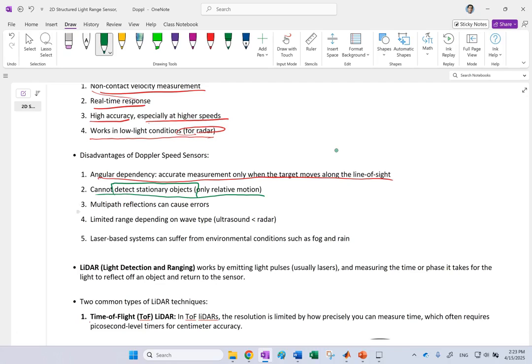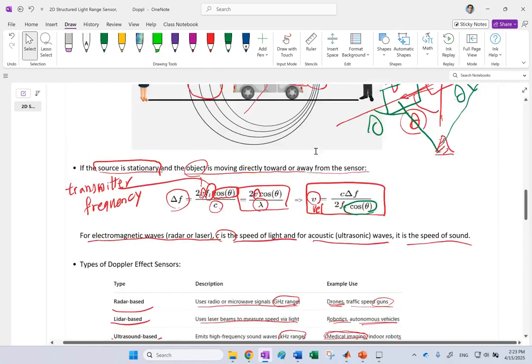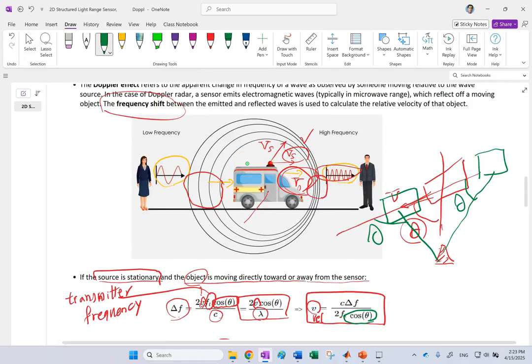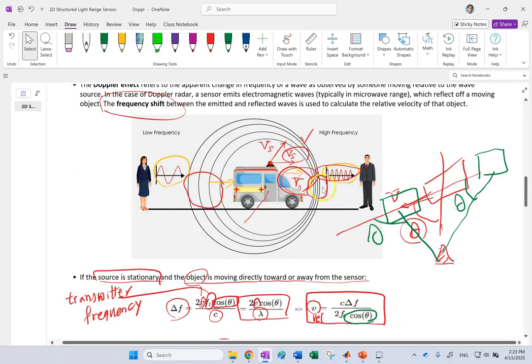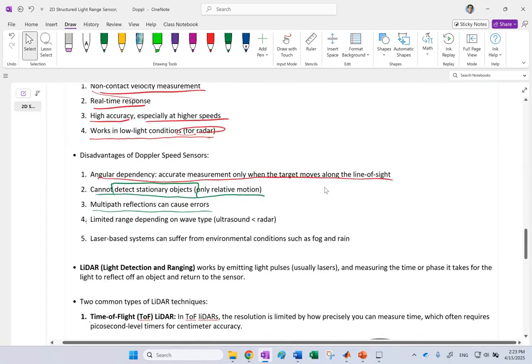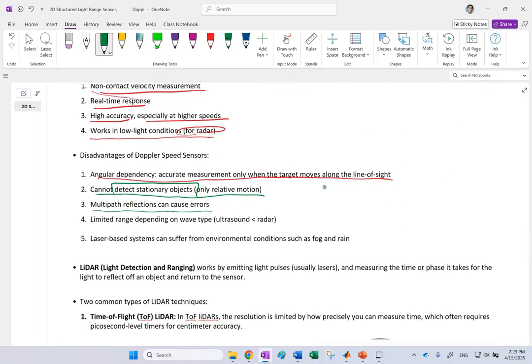Now, multiple path reflections can cause errors, okay? So if the wave does not go directly and come back, that's for the case of LiDARs, but for these ones, if something is in the way and you don't directly get those changes or shifts in frequency, you might get some errors. Now, that's not super common, unless, again, like when you're police measuring the speed of somebody, some person jumps in between your camera and the car that you are measuring.